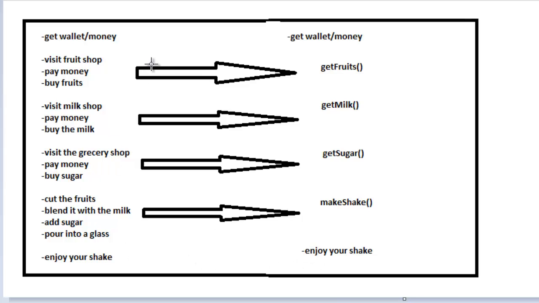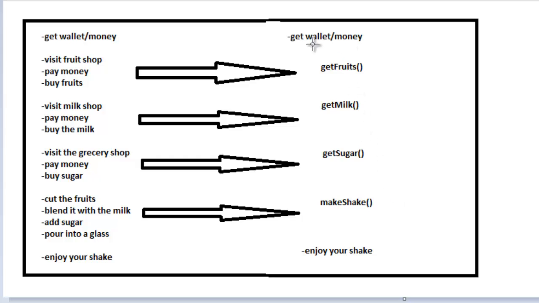Now these codes are converted to the second form, which says I have money, I am giving the money to some other person, he is getting me fruits. Same way I am giving the money to some other person and he is getting me milk. Same way I am getting sugar and some other person is making the shake for me, and finally I am getting the shake. Okay.